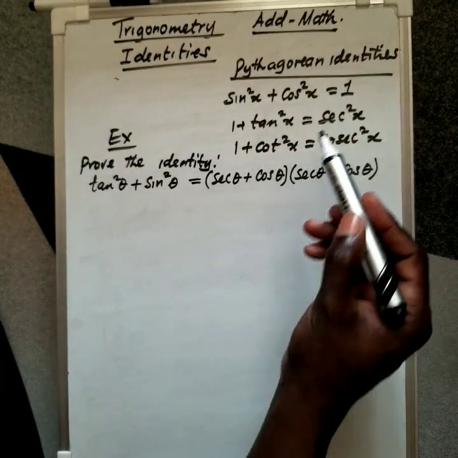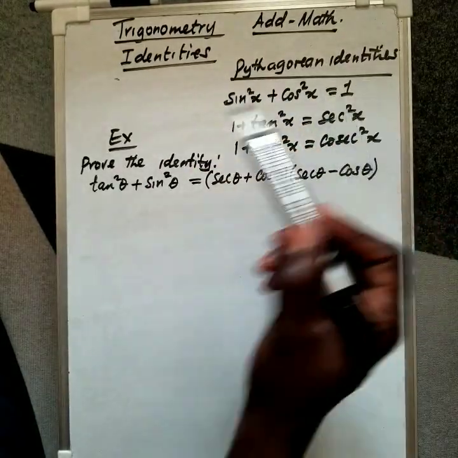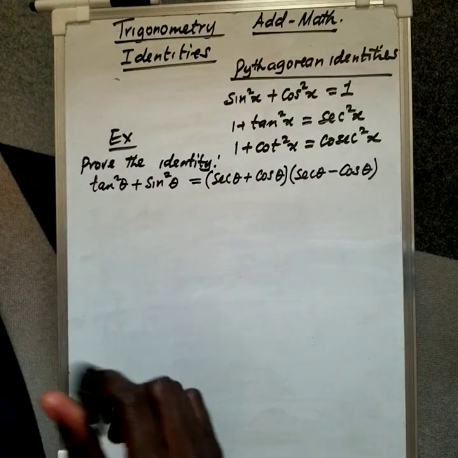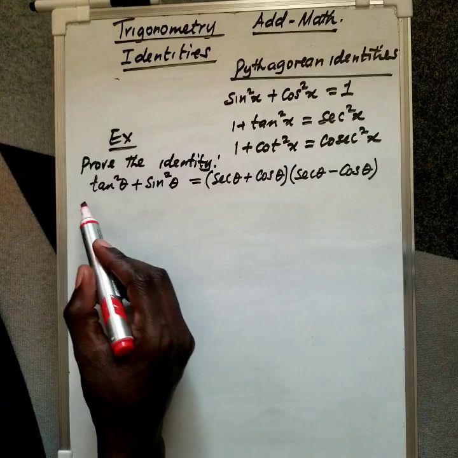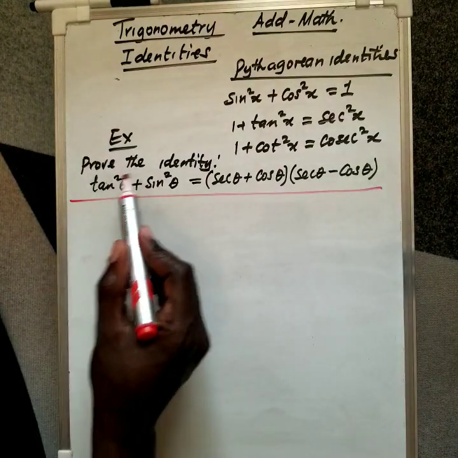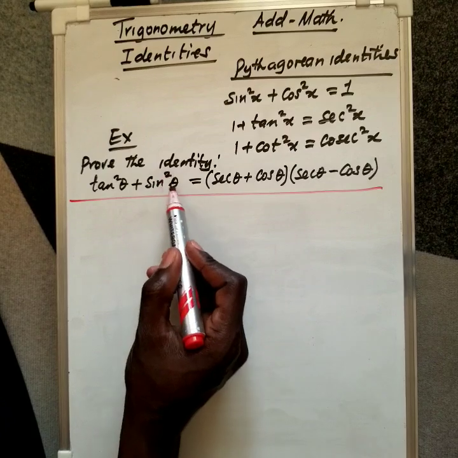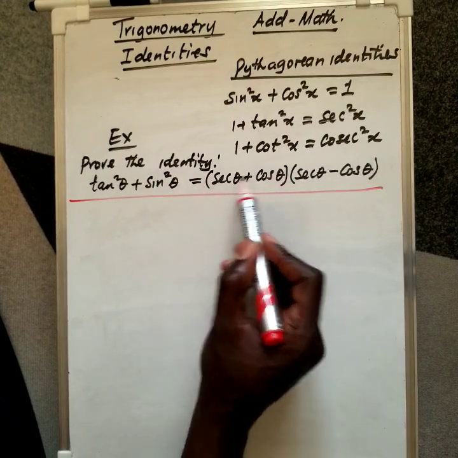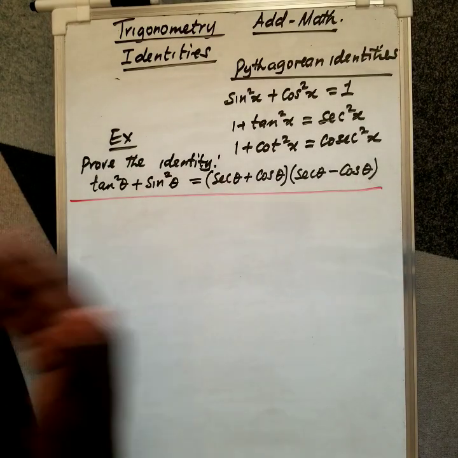If you still remember, in my previous video I talked about these trigonometric identities, which we call Pythagorean identities. Now let's look at the solution to this question. It says prove the identity: tan squared theta plus sine squared theta is equal to (sec theta plus cos theta)(sec theta minus cos theta). So they want you to prove this identity.